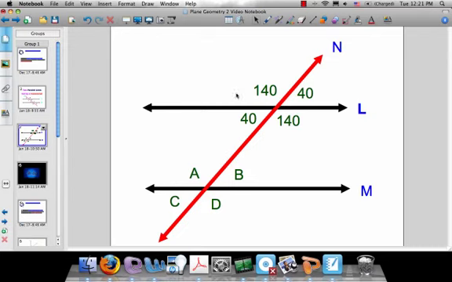Bottom line with this problem, they're giving us 4 angle measurements right here: 140, 40, 140, and 40. And then they're giving us 4 measurements down here that we don't know. They're unknowns. We have them labeled as A, B, C, and D. All we have to do is look at them and see which one is in the same spot, because they're going to have the same exact value.